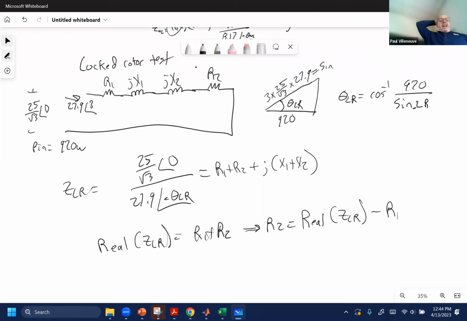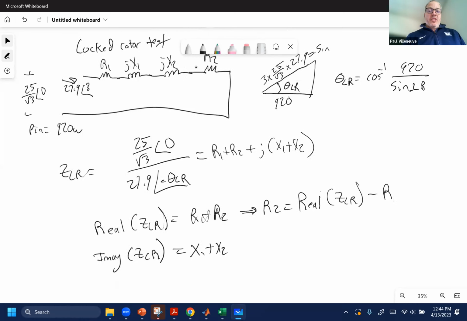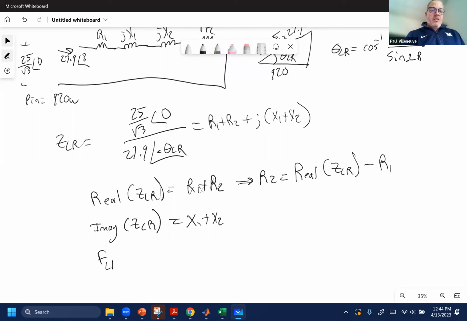To do the X1 plus X2, we have to be careful. So what we're going to do is pull out the imaginary part of Z locked rotor and set that equal to X1 plus X2. We need to be careful because for the test, we said not to burn up the motor, so we should apply a frequency that is much lower than rated. The frequency for the locked rotor test was equal to 15 hertz.